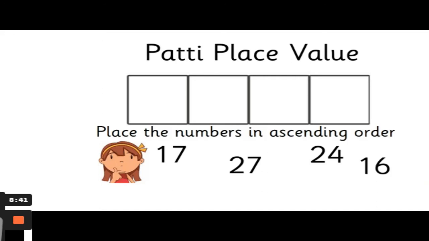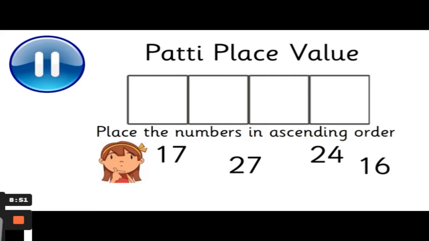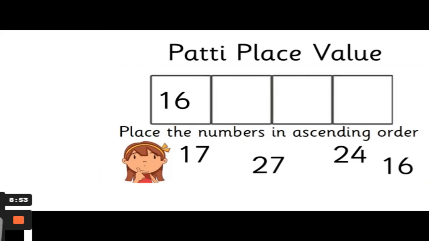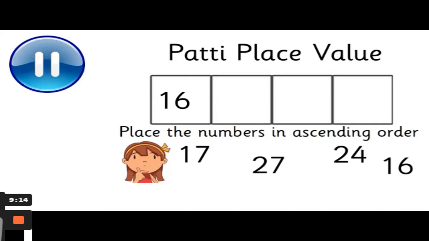So have a look over these. What is the smallest number? Because we need to start on that number first. Pause the video and I want you to write down what the smallest number is. Well done for putting 16. 16 is the smallest number because it's got one 10, which is less than 27 and 24, as they've got 2 tens. And it has 6 ones, which is less than 17, which has 7 ones. Think of what the next number is going to be and write it down.